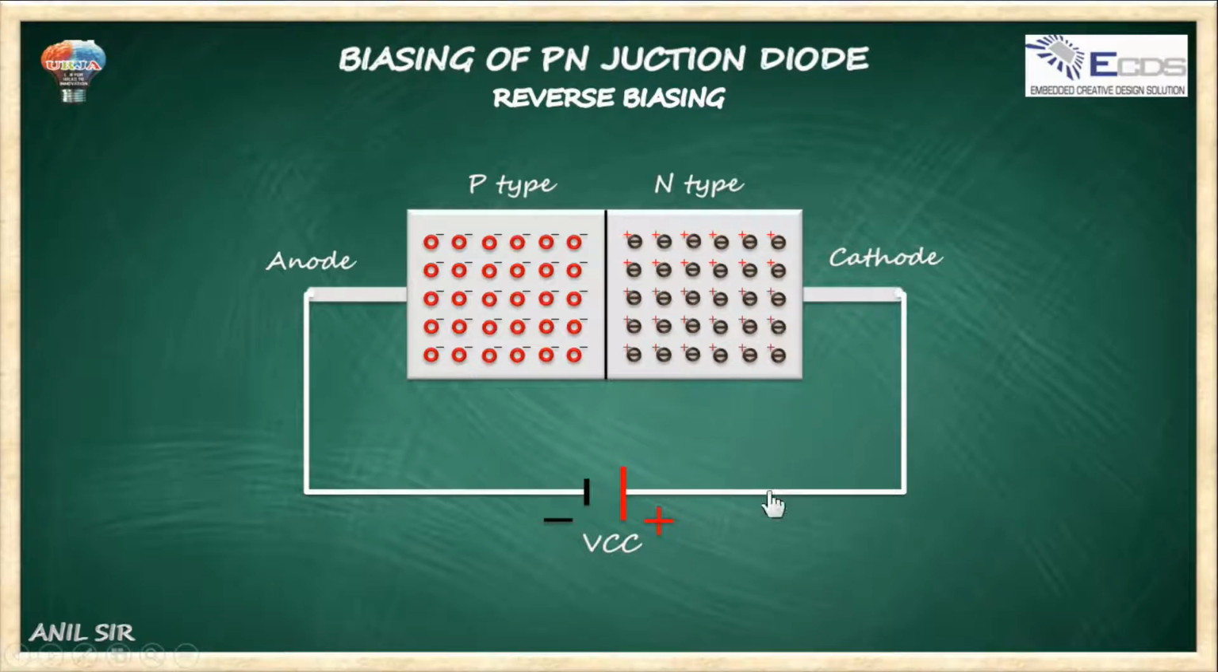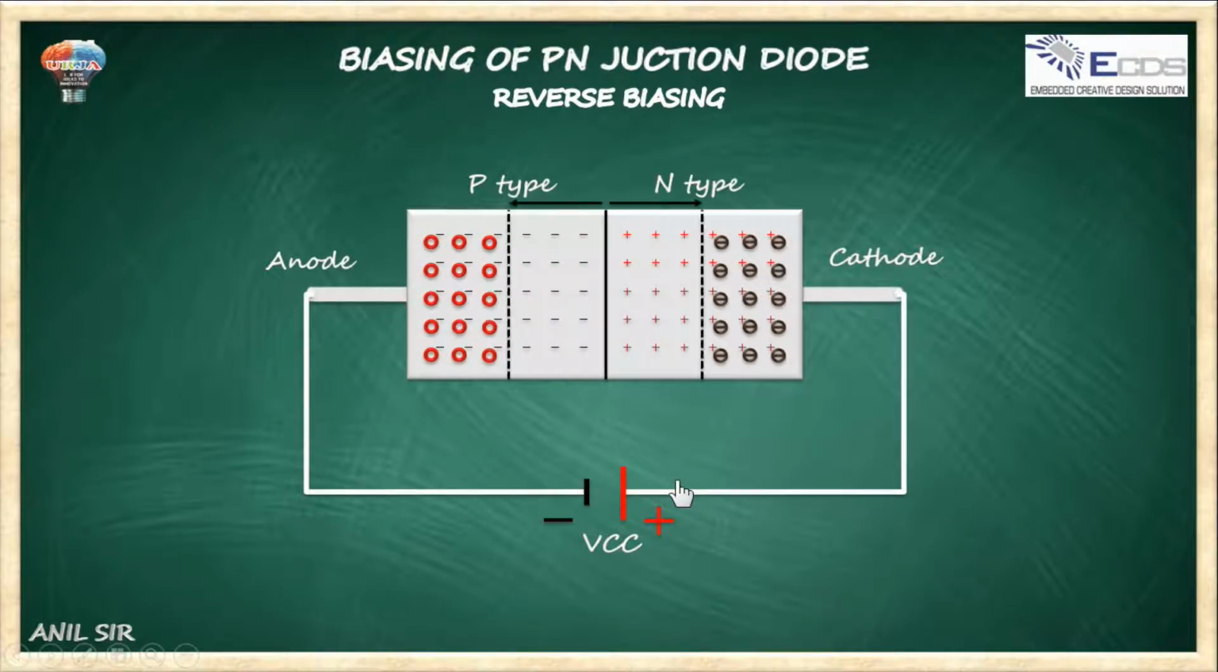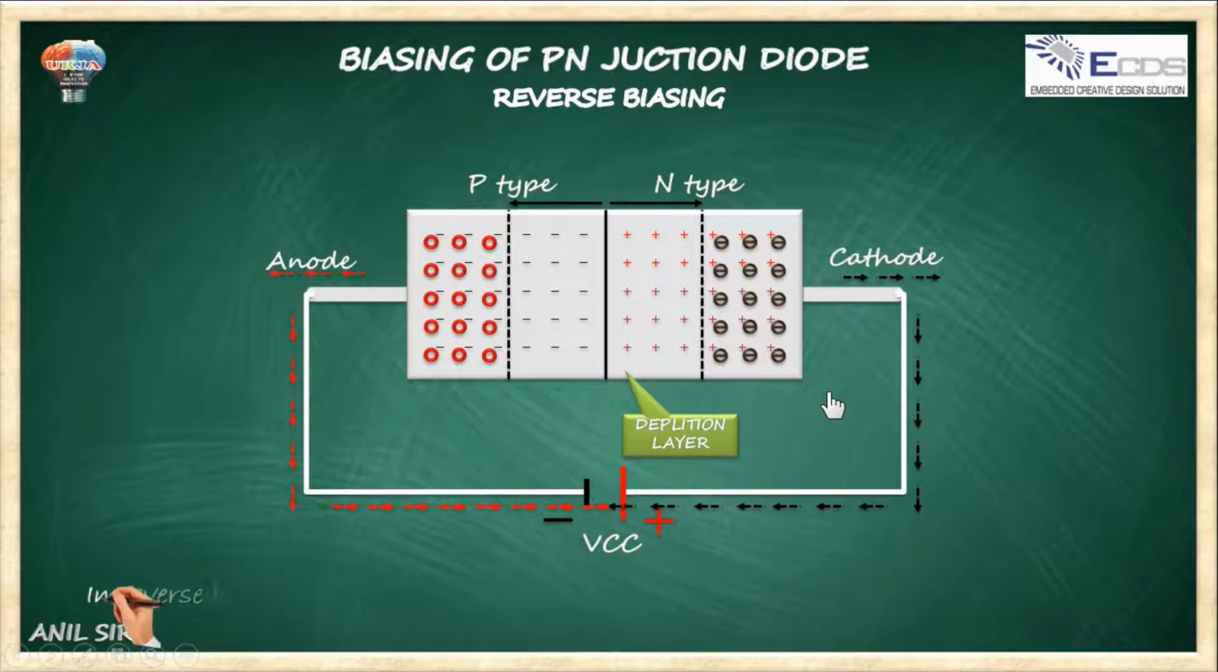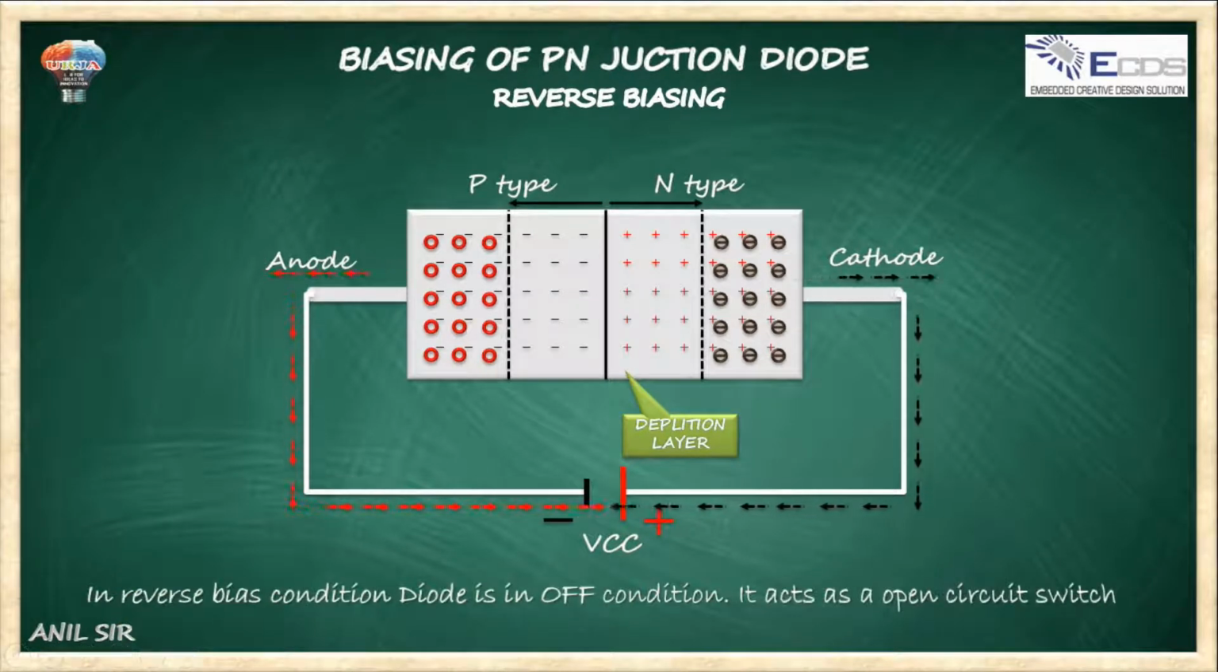These electrons are attracted towards the positive side and these holes are attracted towards the negative side. Due to that, it creates a big potential barrier, that is, a big depletion layer. This depletion layer or barrier is increasing, so no current flows through this diode. So in a reverse bias condition, the diode is in the off condition.